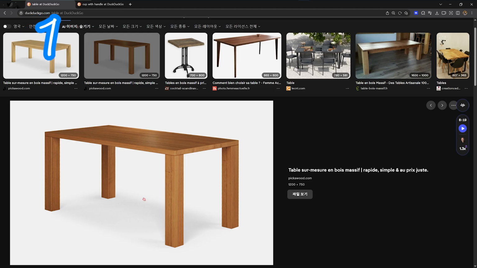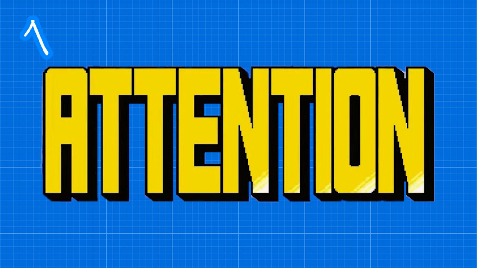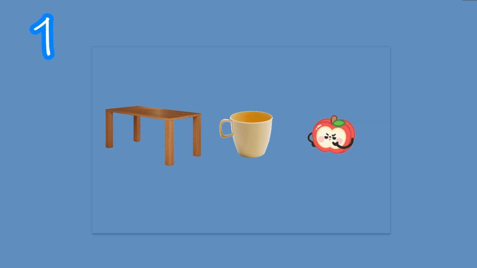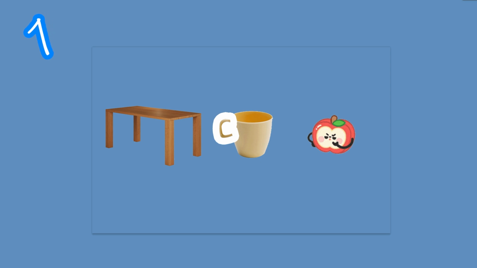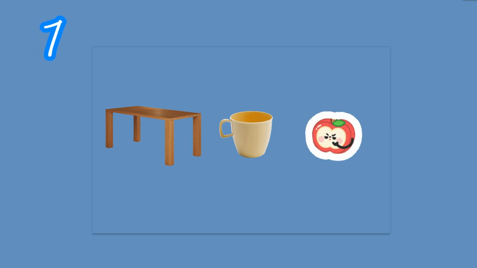1. Make or download an image. Identify the parts in your mind. Example, this table has 4 long things, 1 wide thing. This cup has 1 main thing, 1 looped thing. My apple has a round thing, a stick thing, a leaf thing, and 2 arm things.